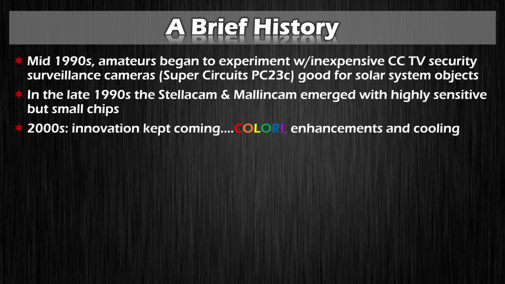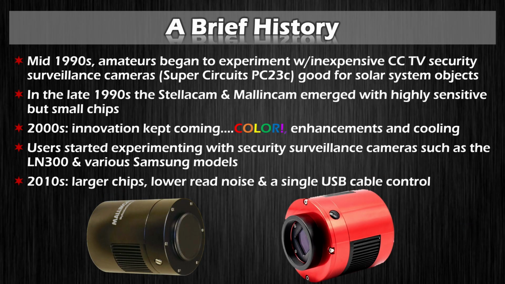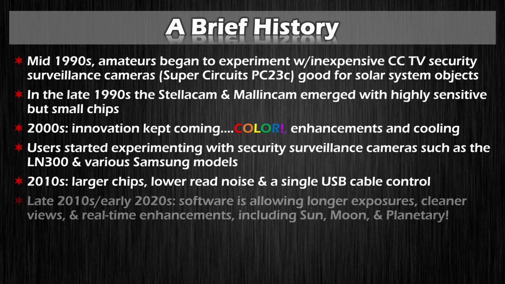But innovations kept coming. In the 2000s, we started seeing some color cameras and the ability to cool the chips, allowing for longer exposures. Then we had users also experimenting with security surveillance cameras such as the L300 and various Samsung models, which were a huge improvement over the previous Super Circuits models. And then in the 2010s, we started getting larger chips, dedicated astronomy cameras with their lower read noise and the ability to control the entire camera with just a single USB cable.